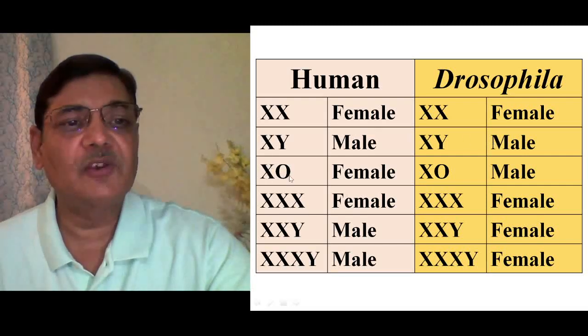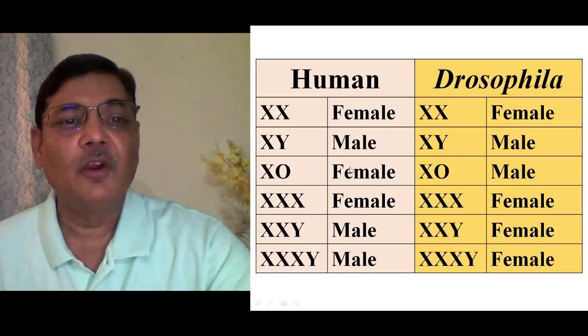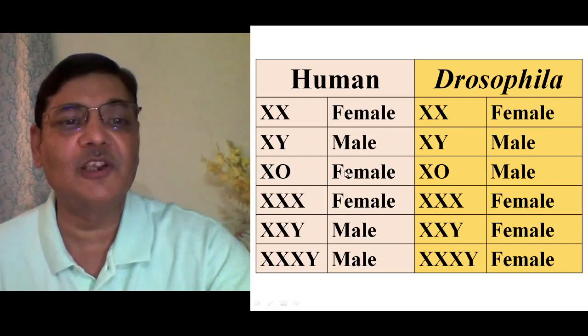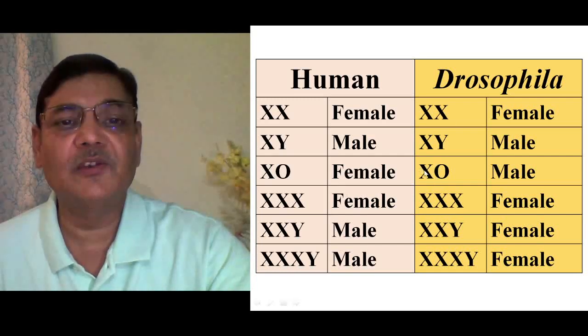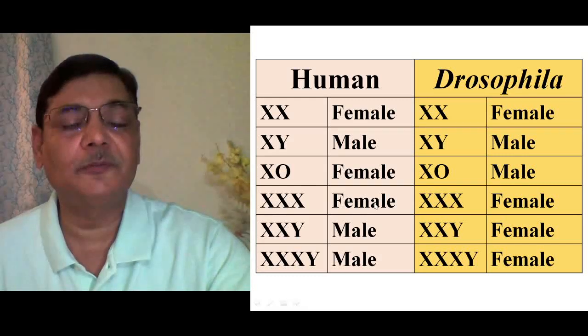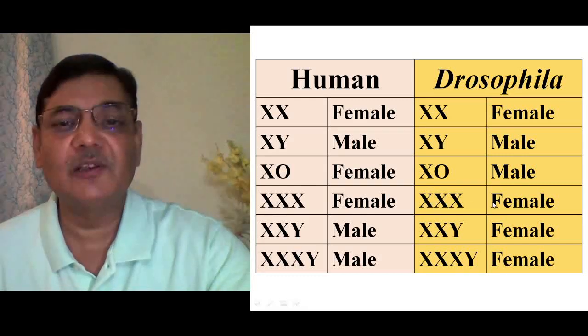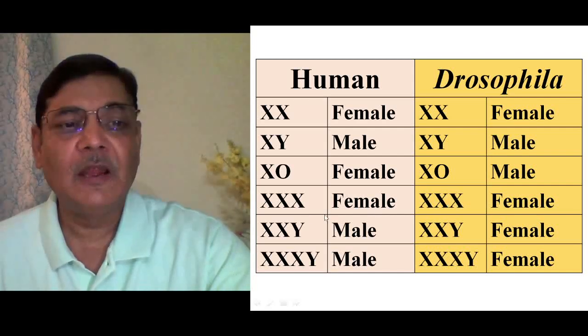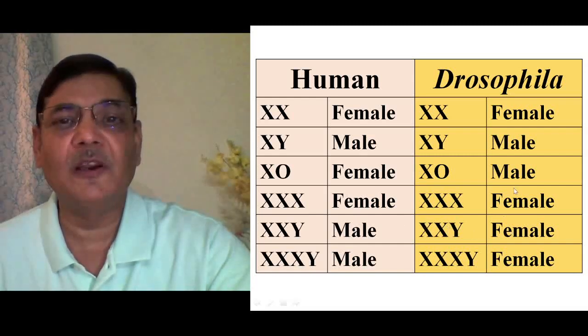But here you see XO, that is only one X chromosome. In human, if a single X chromosome is there, female is formed. But in Drosophila, a single X chromosome forms male individual. So this is a major difference here. Okay, and XXX, this will be female in case of human. In Drosophila also such individual will be female. But see XXY, this will be male in case of human, and here XXY will be a female in Drosophila.